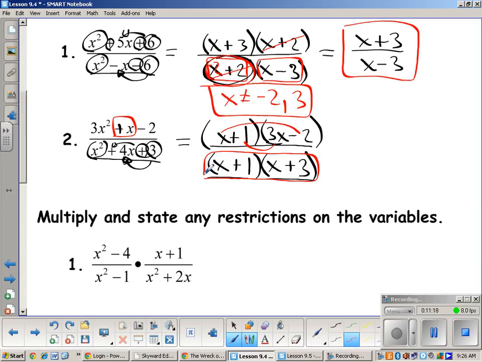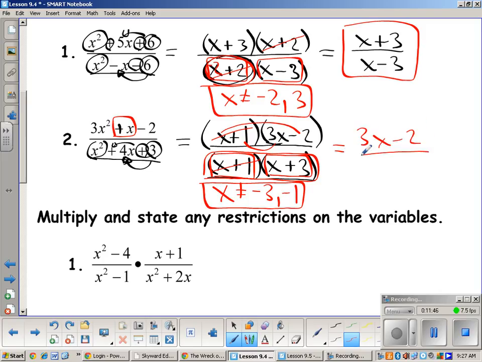Now that we've factored it, we're going to say x cannot equal what? Okay, -3 and -1. The -1 came from here and the -3 came from here. Okay? So there's my restrictions. And then if I cancel like factors, I'm left with 3x minus 2 over x plus 3. Is that the final answer? It is. That can't be canceled or reduced anymore. Okay?